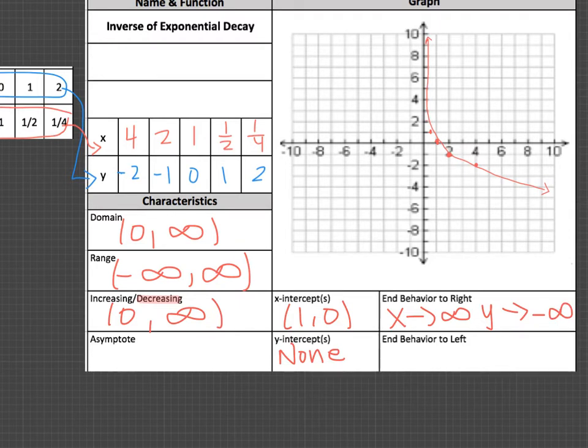End behavior to the left. Here, as x approaches this fixed value of 0, y values go this time to positive infinity. So that tells us that we have a vertical asymptote at x equal to 0.